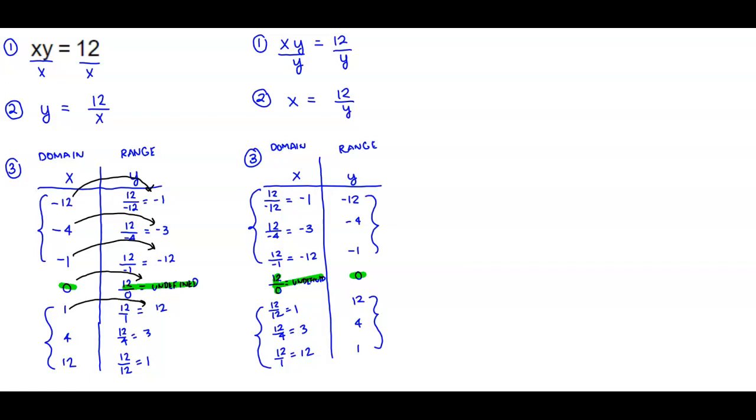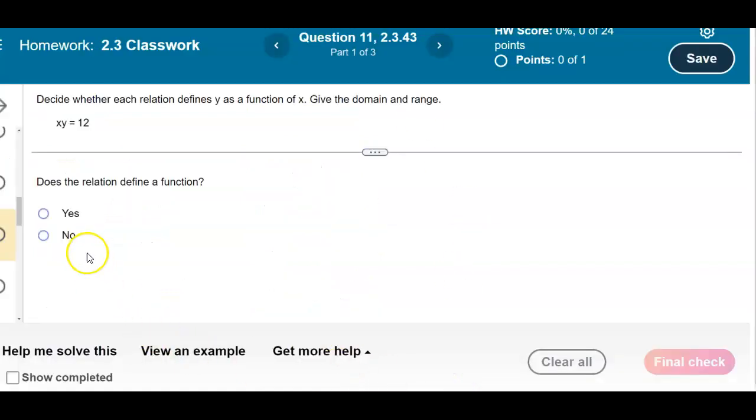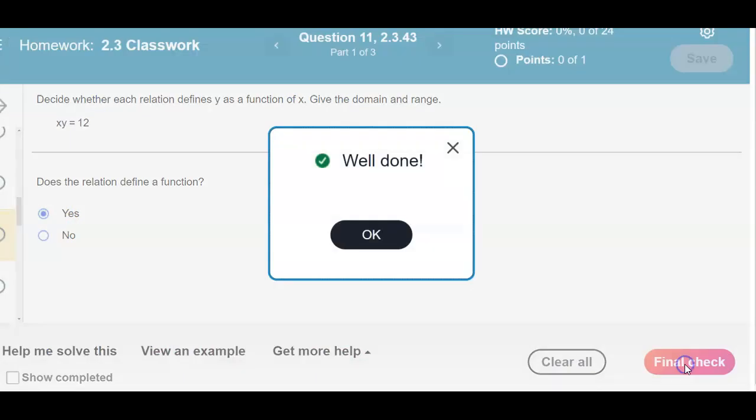Okay, same thing on this side. We do not have a repeating x value. So therefore, this is going to represent a function. So let's go ahead and do that. Let's come in here. We're going to say, yes, this is a function.